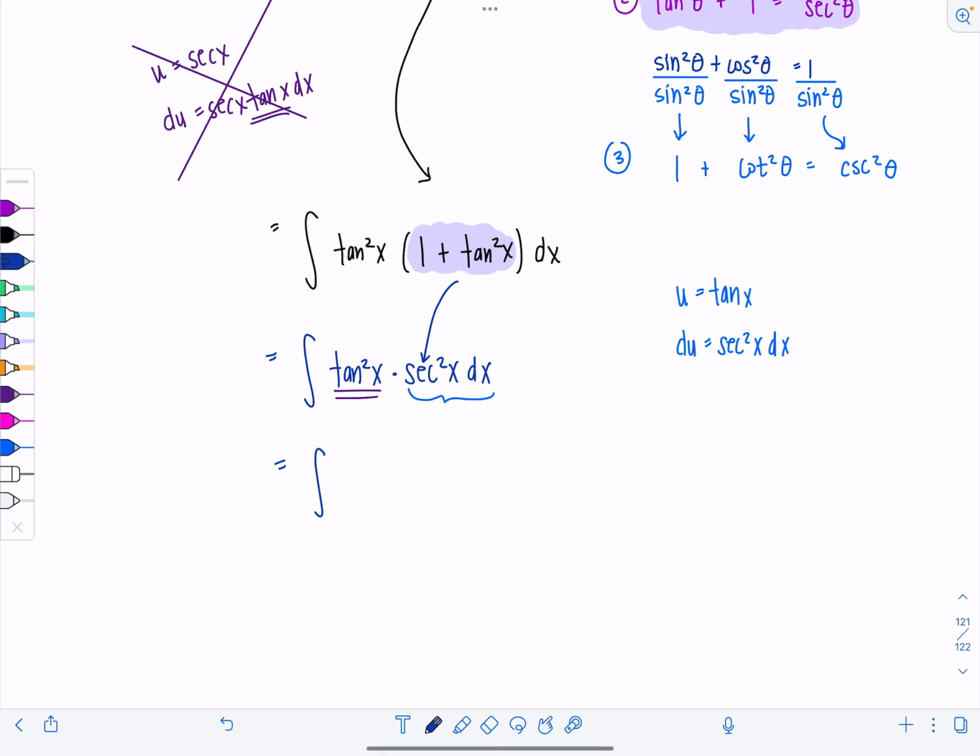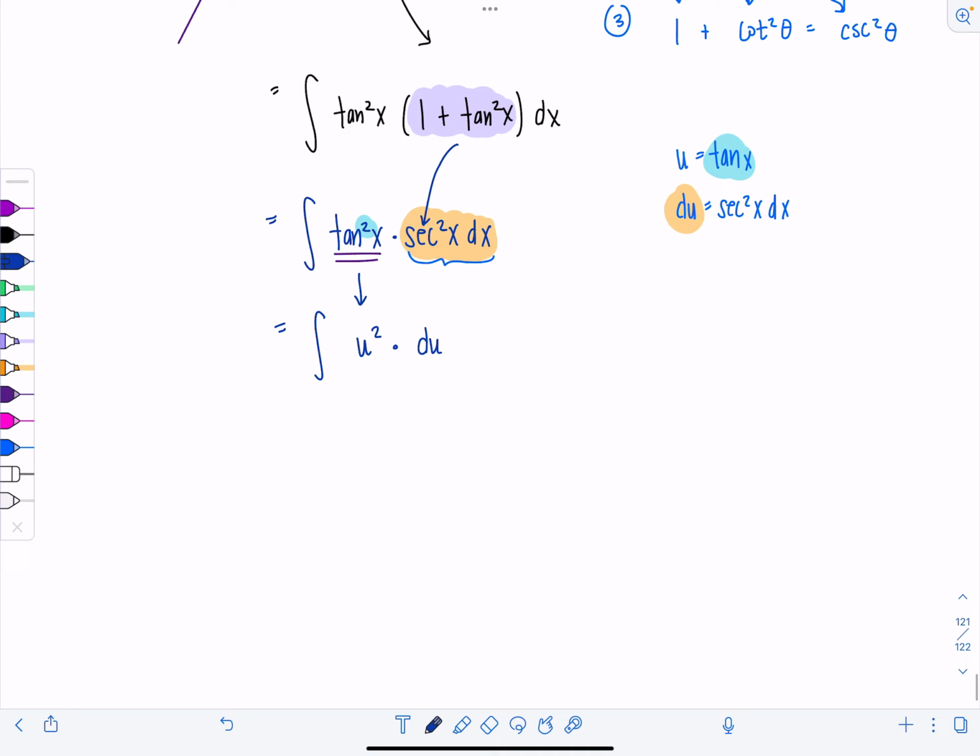Integral of tan squared x. Now be careful, u is just tangent x, so since this is squared here, this term is going to be replaced with u squared. And then secant squared x dx is just du. Look how this integral has just simplified, so relaxing. Add 1 to the exponent, divide by the new exponent. This is 1/3 u cubed plus c.